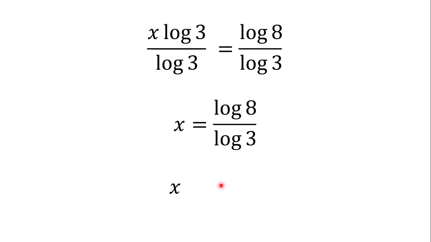So x is equal to 1.892 and so on. The decimal places are many, but I choose only 3 decimal places. So the numerical value for this one is 1.892. There are others, but I just choose these 3 decimal places here. So x is equal to 1.892.